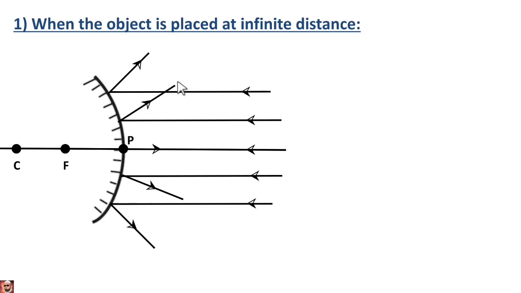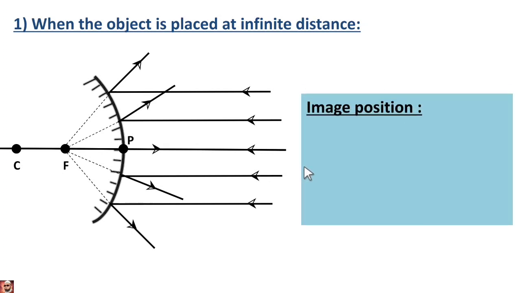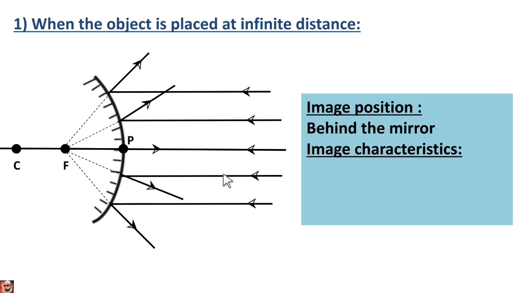You know that the image is always formed where the reflected rays meet. Here there is no chance of the reflected rays meeting, so we have to extend them. When you extend back all the reflected rays, you can see that they appear to meet at the focus. It means the image is formed at the focus, inside the mirror. So the image position is behind the mirror. Characteristics of the image: it is a point size image, erect and virtual.